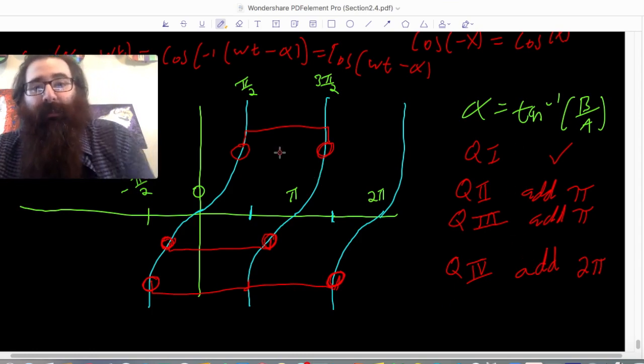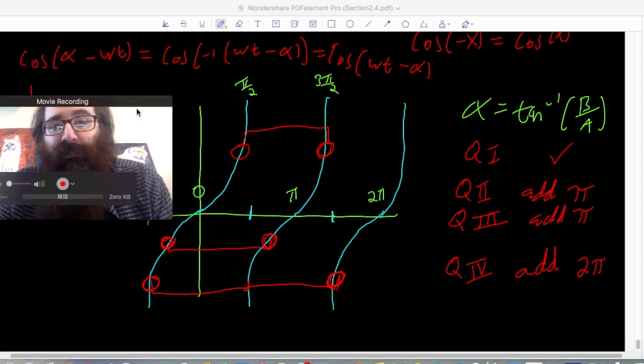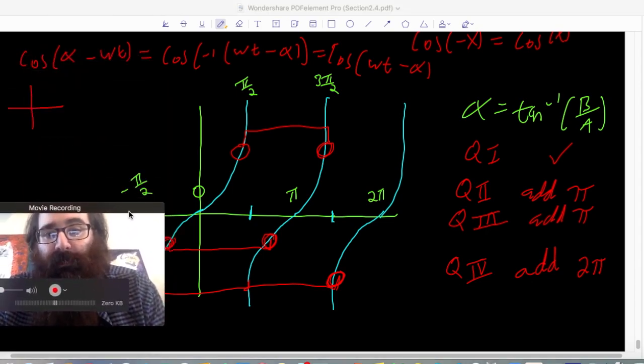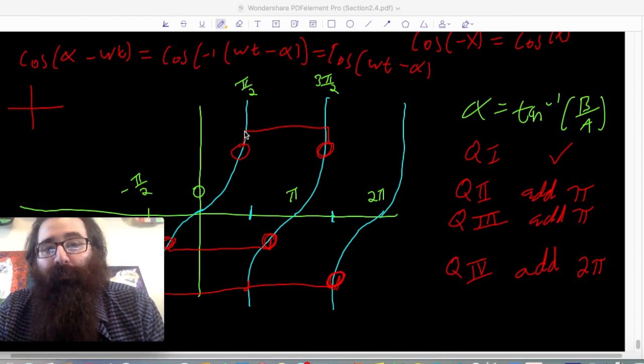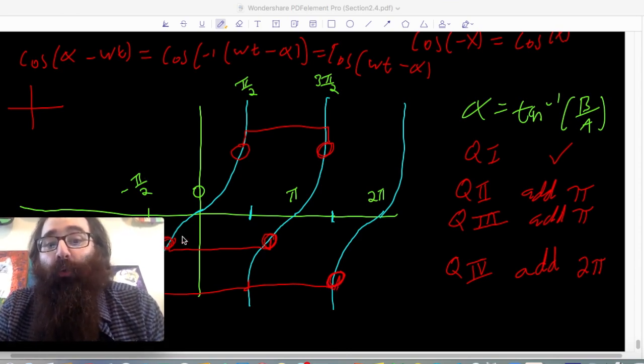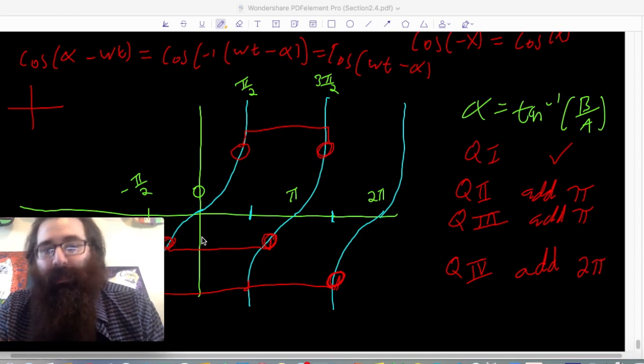So just to recap, if I'm in quadrant 1, tangent inverse of b over a is perfect. If I'm in quadrant 2 or quadrant 3, then I'm going to have to add a distance of pi units to get the correct value that I want for alpha. If I'm in quadrant 4, well, now I actually have to add 2 pi to get what I want. So I hope this sort of makes sense if we think about it in terms of tangent and how calculators react to the information that we feed into them.